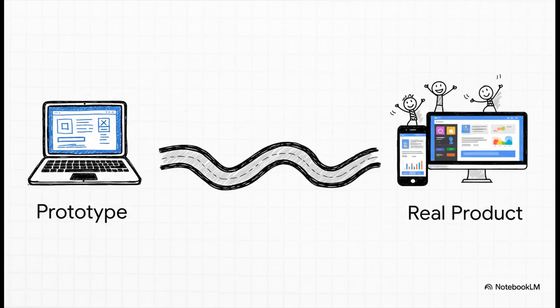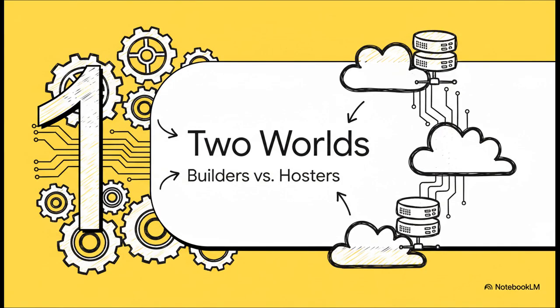Now, it might sound a little technical, but trust me, choosing the right path here, right from the beginning, can save you so many headaches later. It's what separates a fun little prototype from a real professional product. Okay, let's dive in. So, to really get a handle on your options, you first have to understand that there are basically two different worlds, two fundamental types of platforms that have popped up in this new AI-powered landscape. They fall into two pretty distinct camps. You've got the builders and you've got the hosters.